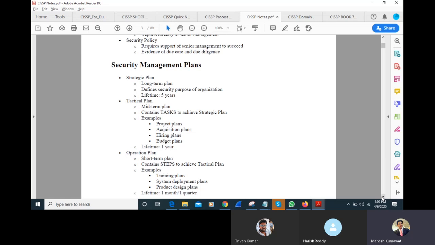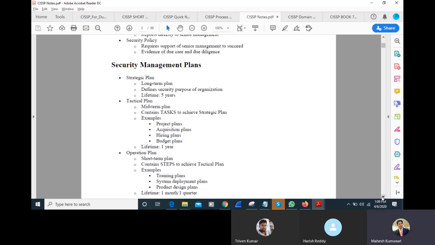It defines the security purposes of the organization, with a lifetime of 5 years. This is the responsibility of the top management. They create the strategic plans, the long-term 5-year plans. What is the purpose of security? What is the use case for security in the organization? And what sort of proportional actions can we take or not take?